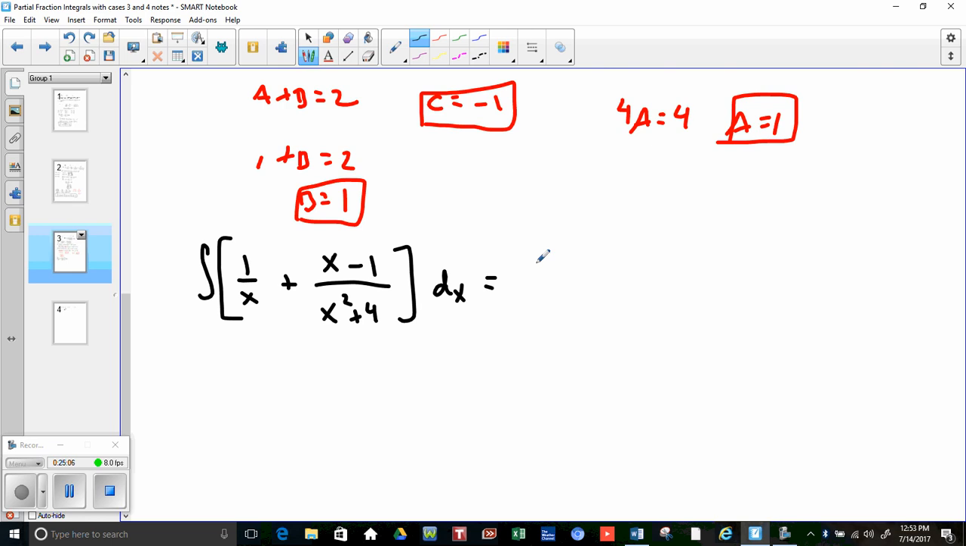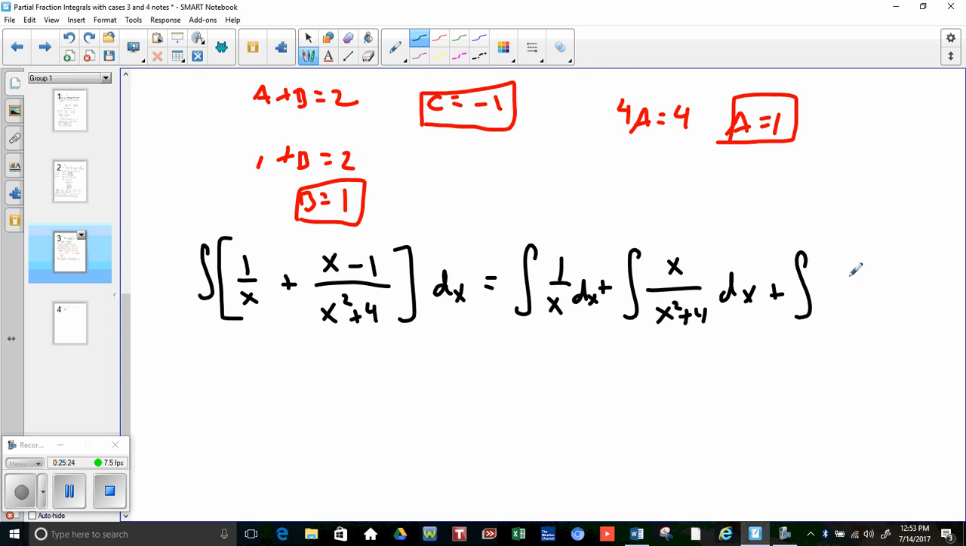We're going to have to split this integral to be 1 over x plus x over x squared + 4 plus negative 1 over x squared + 4, dx. All right, here's the reason we have to do that. This one right here, we can use a u substitution on. And don't forget, you can split the numerator over a denominator, but you cannot split the denominator up unless you go through a partial fraction, which is what we're doing.